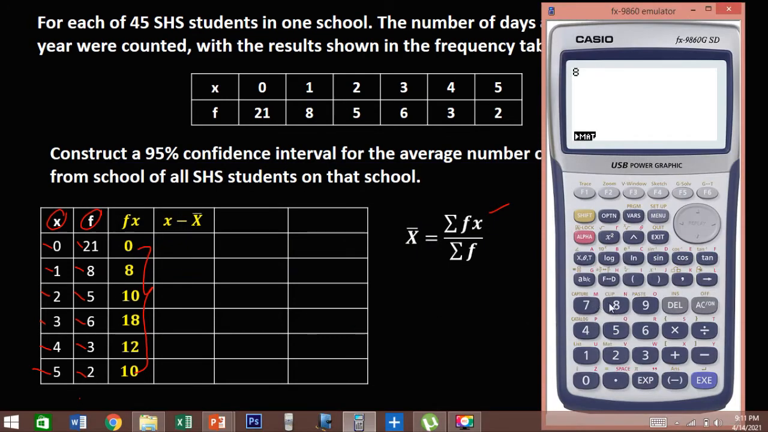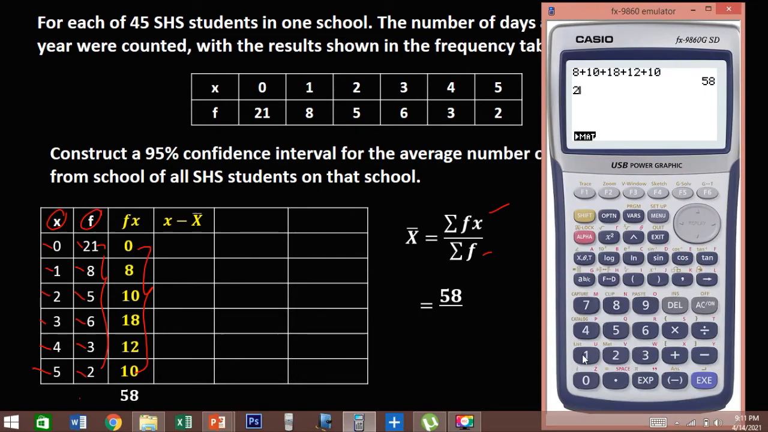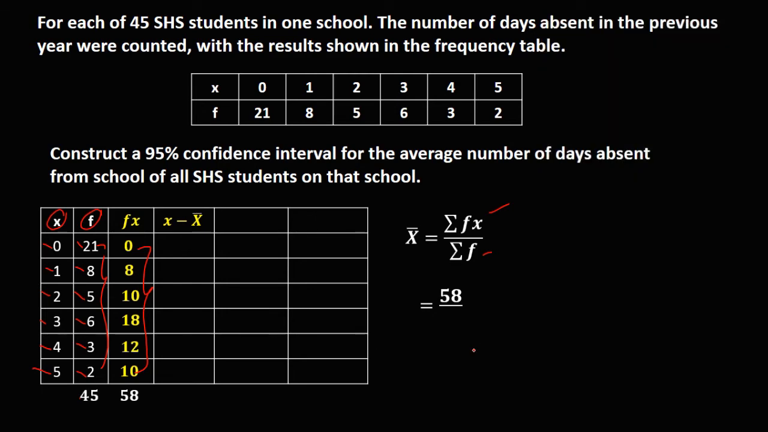So that's 8 plus 10 plus 18 plus 12, then plus 10, that's 58. So summation of f of x, that's 58. Then for summation of f, add all these numbers. So we have 21 plus 8 plus 5 plus 6 plus 3 plus 2, it's 45.